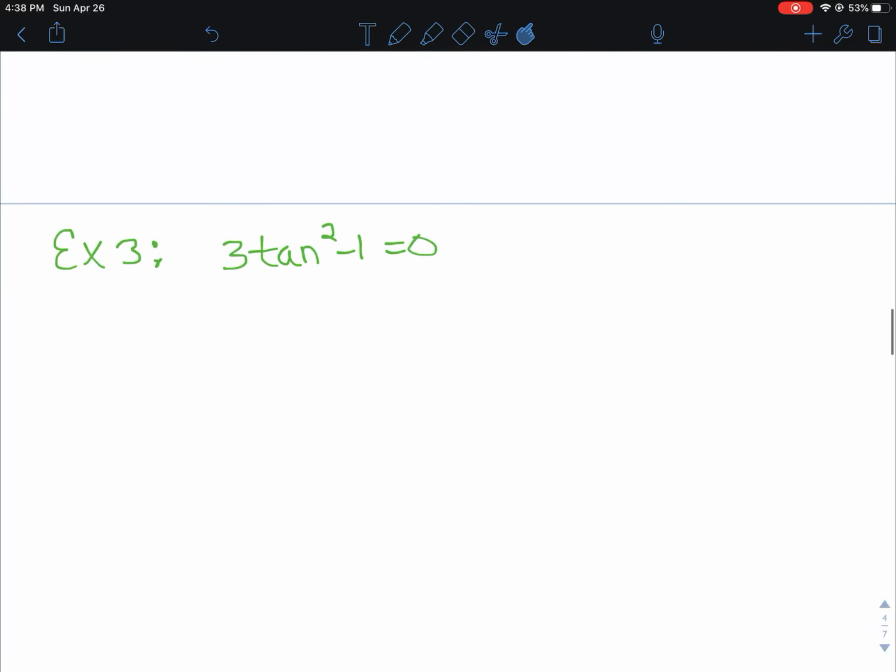All right, let's try another one. So this one has a squared value. Oops, and I forgot the variable. Tangent squared x. So again, our goal is to isolate the function.